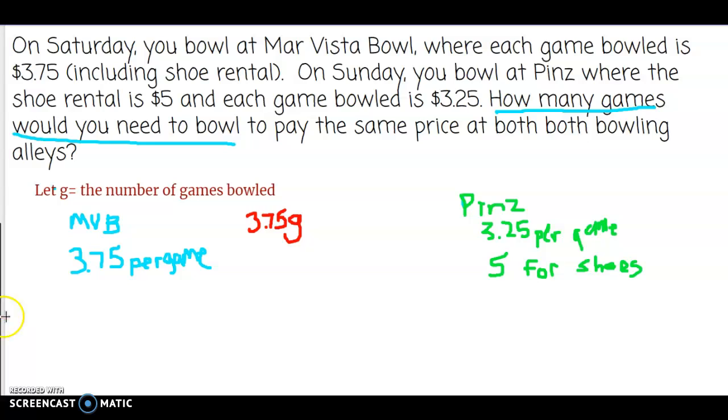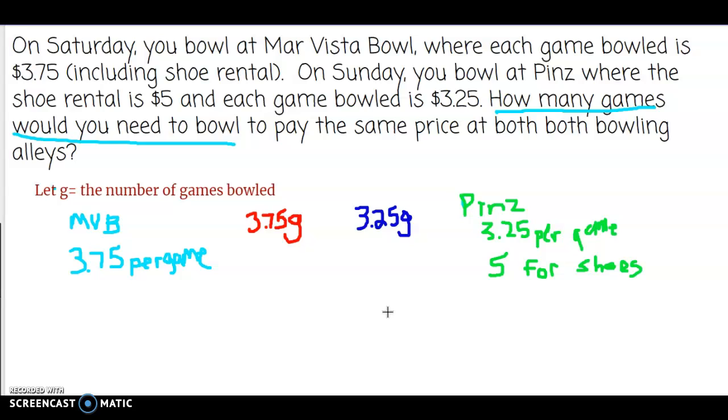Pins, I'm not paying $3.75. I'm actually paying, and I'm just going to do this in a different color as well, $3.25 per game. There we go. So now this means that every single game I bowl, I'm going to pay $3.25 to play that game. If I bowl 1 game, I pay $3.25 to bowl that game.